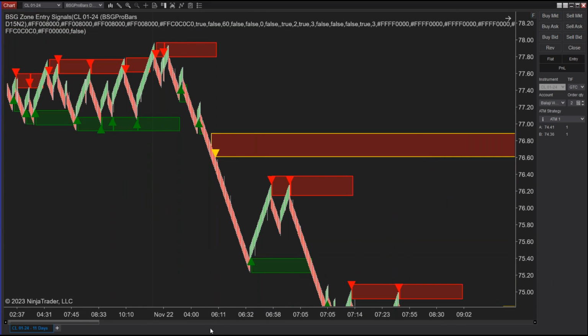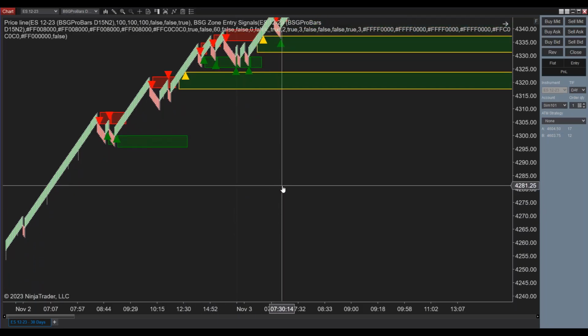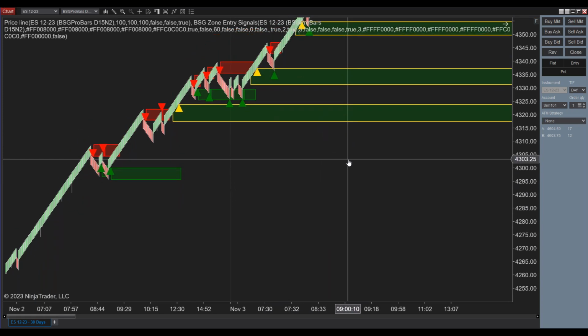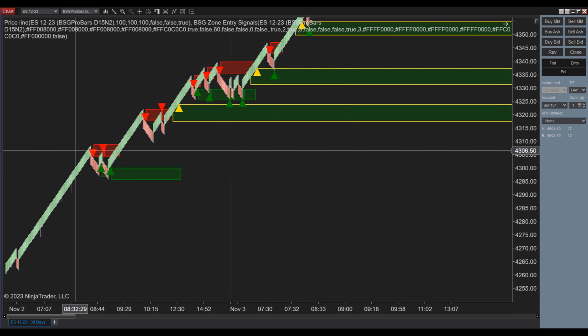Okay, let's move to CL. Okay, so we are in CL actually. Then, if you ask what happens, how does this indicator work on a trending day, right? So let's look at the trending day one more time. Let's look at ES, 30 days. All right, so this is ES. I have all 30 days loaded right now. I wanted to see how it works on a trending day.